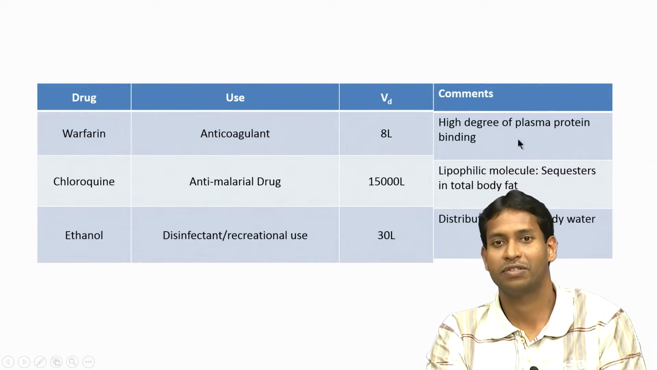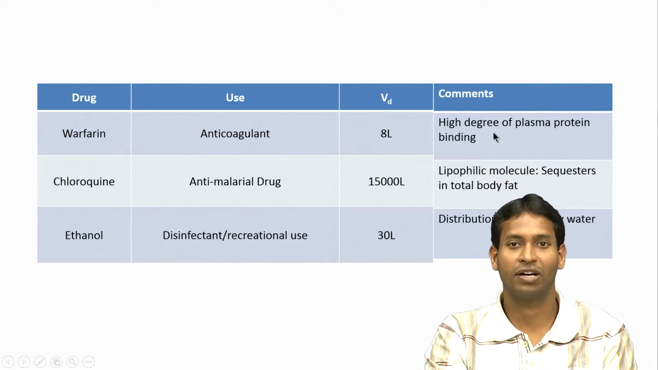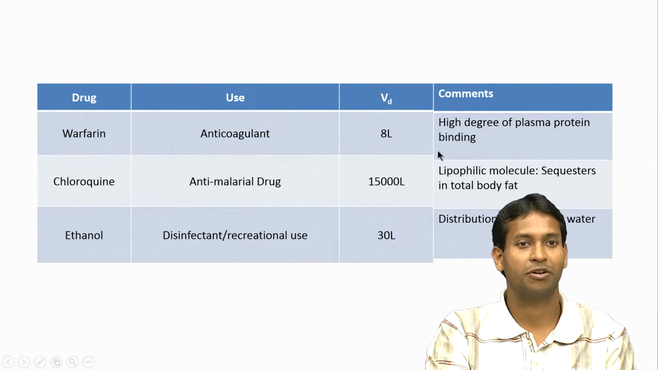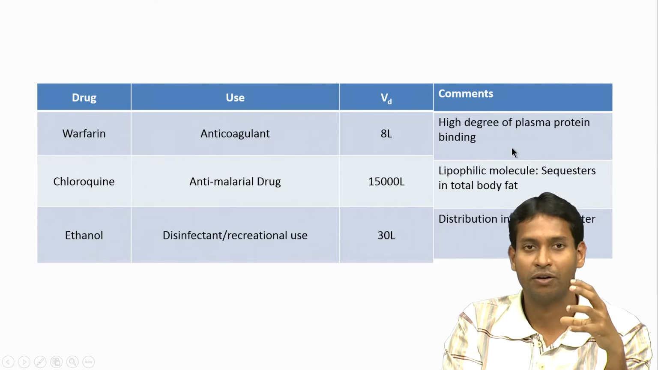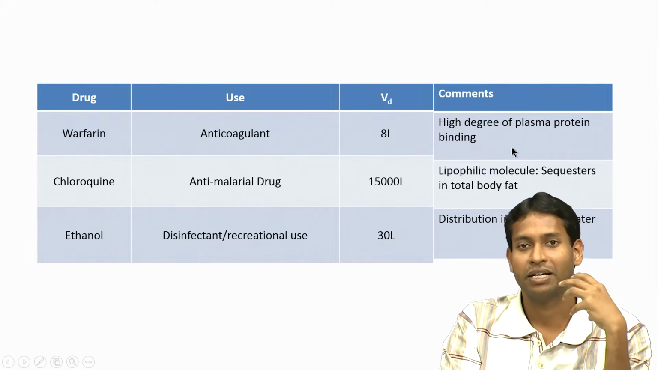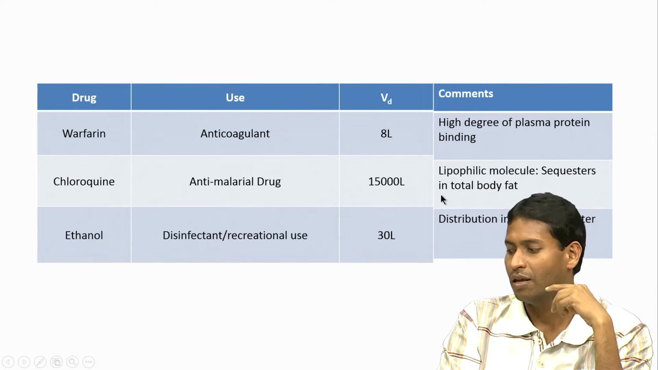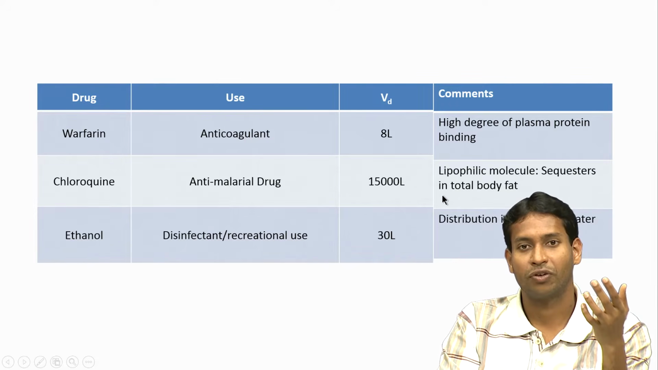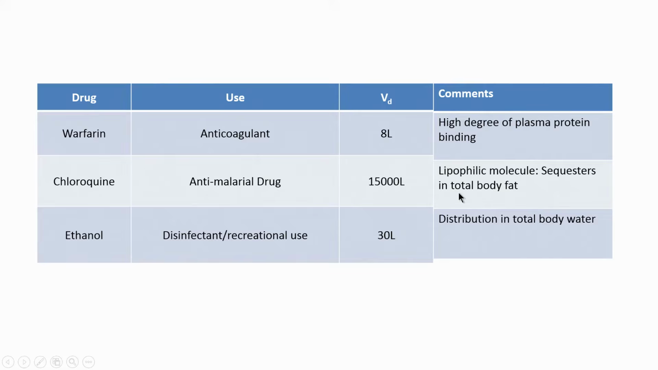As we say, warfarin has a high degree of plasma protein binding. It binds to a plasma protein, and because it is bound to a protein which is big, it stays in the blood. Whereas chloroquine is a lipophilic molecule, so it sequesters in the total body fat, as is indicated by the VD, and finally ethanol distributes in the total body water.